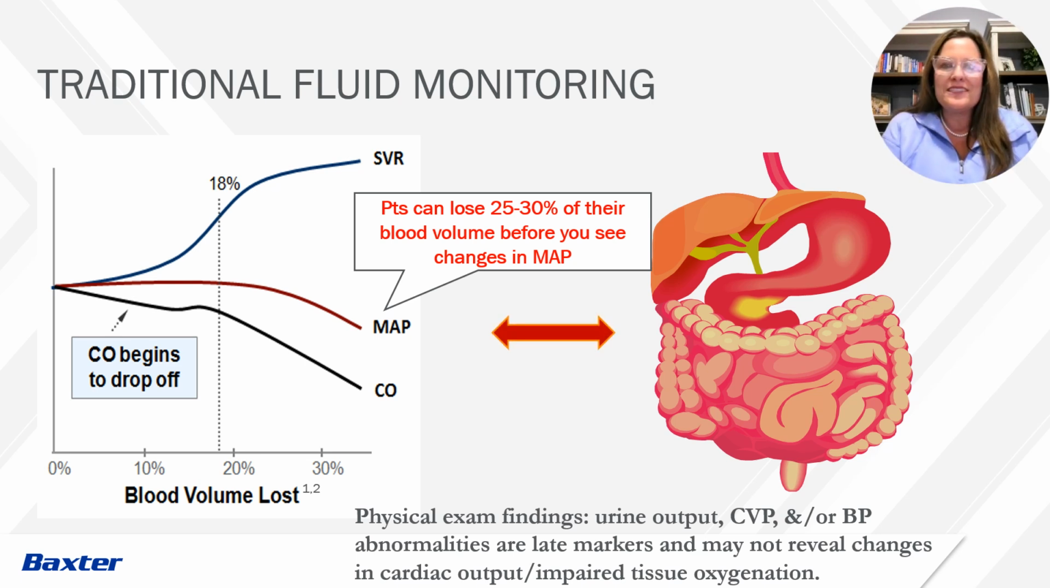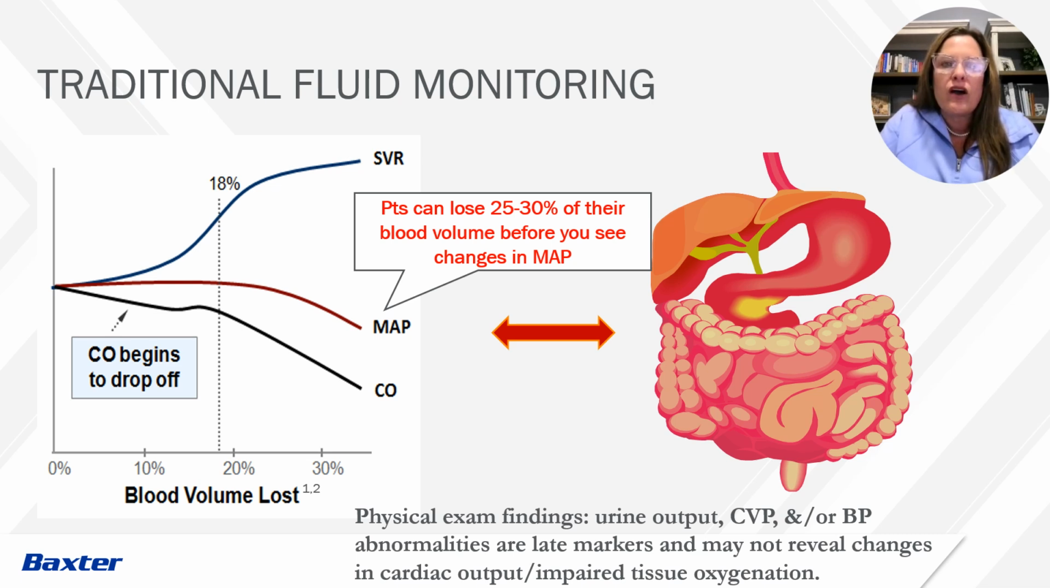Now, I love this slide because I think it really shows you the importance of not just looking at traditional fluid monitoring, right? So notice this is very similar to what we just discussed in the previous slide. But you look here, your patient is losing blood, and patients can lose 25 to 30% of their blood volume before you see changes in mean arterial pressure, right? So notice what happens, like we discussed first.